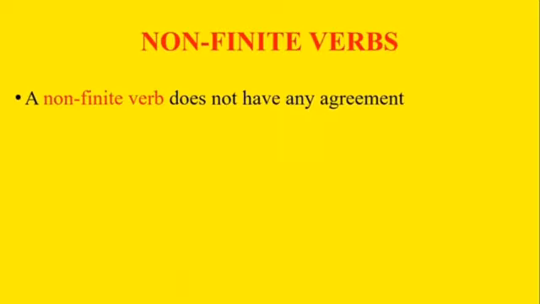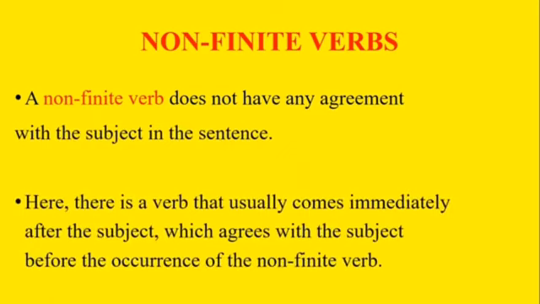Now, what about non-finite verbs? A non-finite verb does not have any agreement with a subject in the sentence, unlike the finite verbs. Here, there's a verb that usually comes immediately after the subject. This verb agrees with the subject before the occurrence of the non-finite verb.